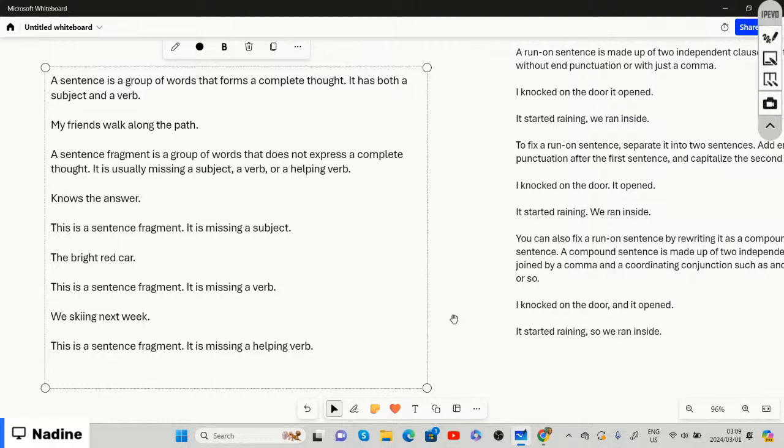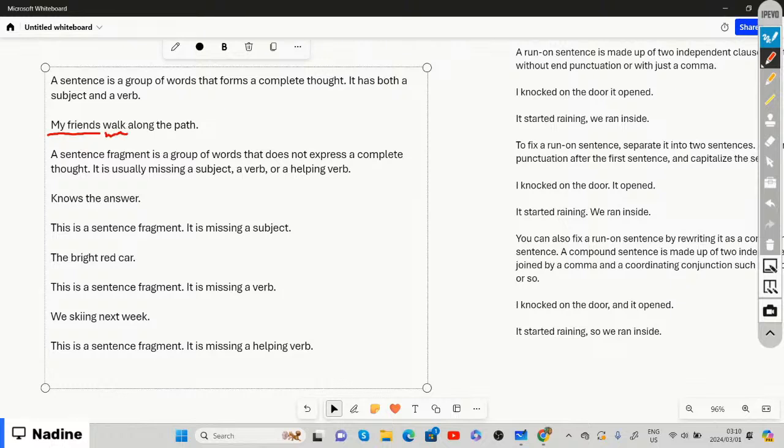And if we look at an example of a sentence, right? My friend walked along the path. So basically, the subject is my friend, and the verb is walked, or you can say walked along the path, right? So this expresses a complete thought. It has both a subject that tells us who or what we are talking about, as well as a verb, which is the action that is being done within that sentence.